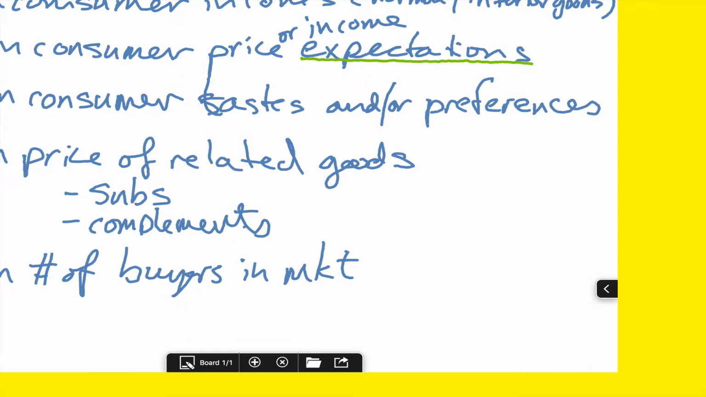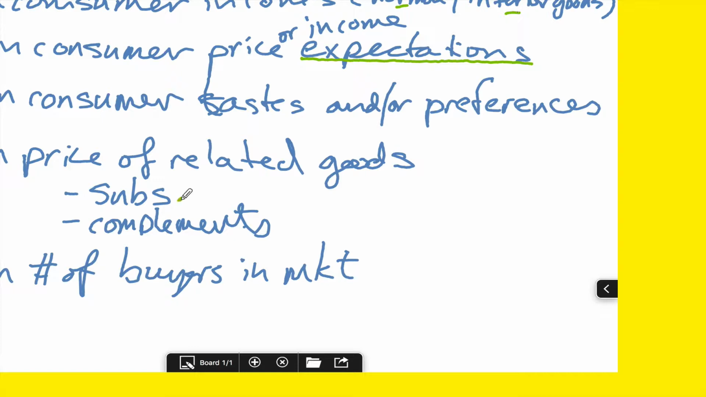Okay? Let's talk about the difference between normal and inferior goods. Jim? Normal, you buy more as you get more money. Your demand for normal goods increases as your income increases, and your demand for inferior goods increases when your income decreases. Yes. So the relationship between demand and income is directly related for normal goods and inversely related for inferior goods. Okay.